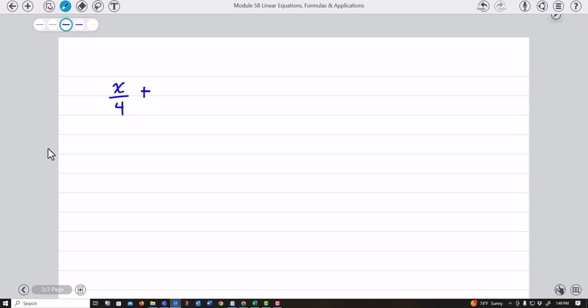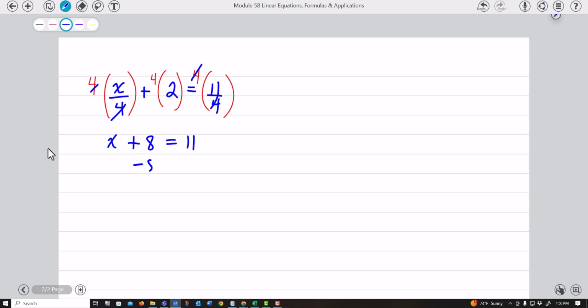The thing that is cool about fractions, though, is there's an easy way to get rid of them. If you find a common denominator, and it honestly doesn't even have to be the least common denominator, and you multiply every single term by a common denominator, I think it would be 4. Watch what happens. It's like magic. So that cancels. This becomes 8. And now I have something I can solve very quickly, and x equals 3.